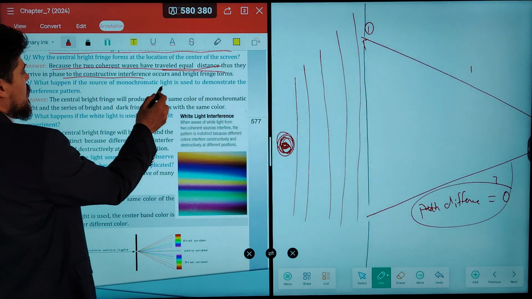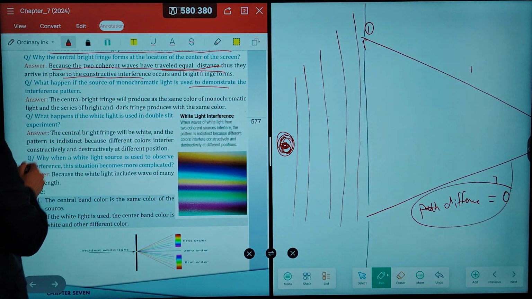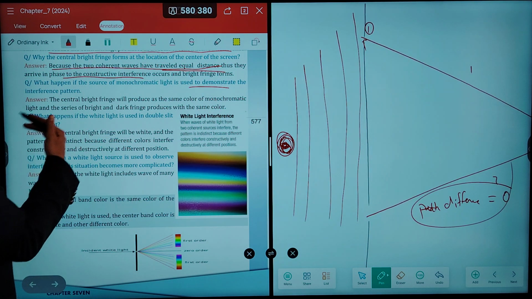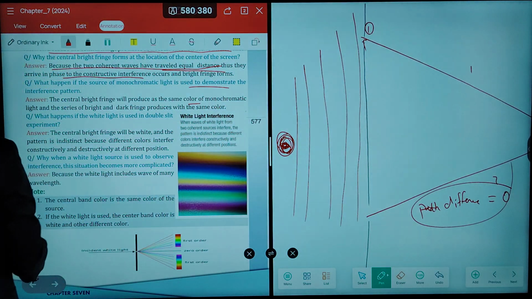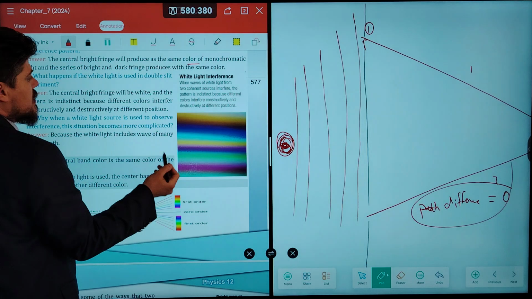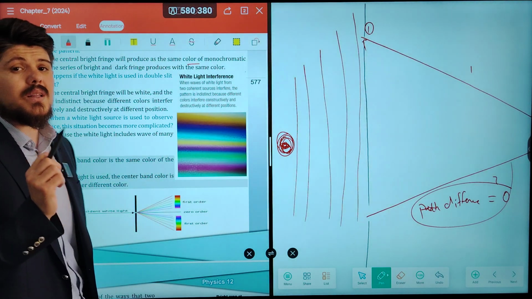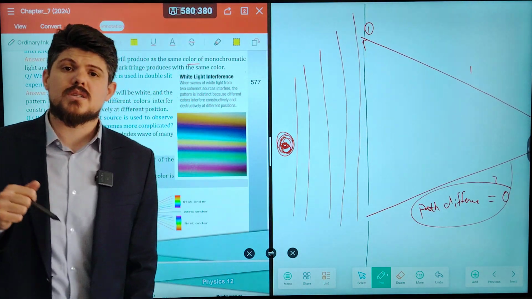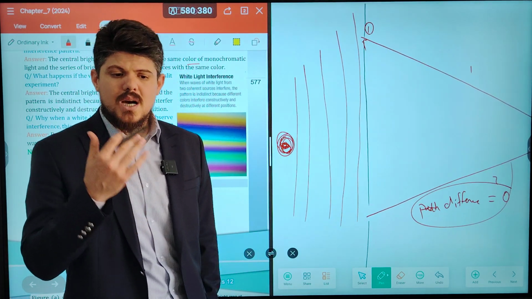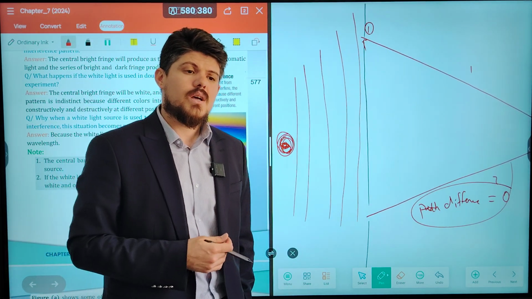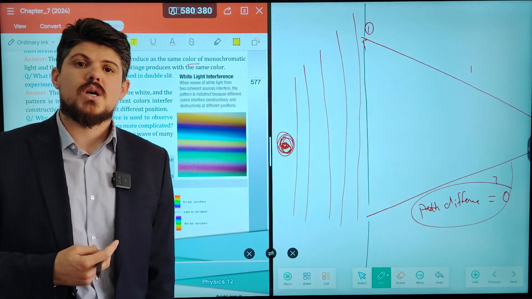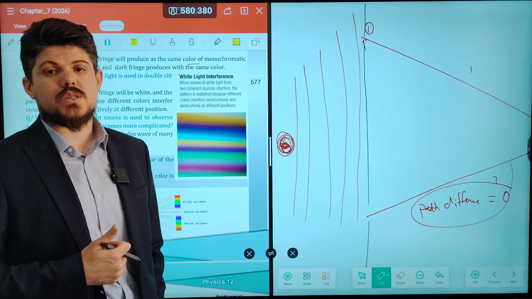What happens if a monochromatic light source is used to demonstrate the interference pattern? The central bright fringe will be produced in the same color always, and a series of bright and dark fringes occurs. What happens if white light is used? Guys, if white light is used to demonstrate interference in double slit interference, we don't have dark fringes and bright fringes. Instead, multicolored bands, a spectrum of colors, form on the screen.